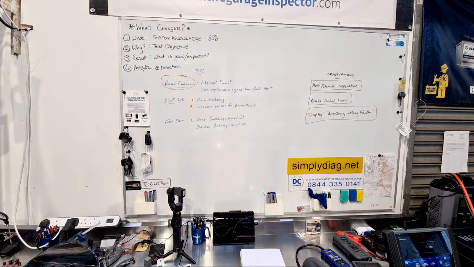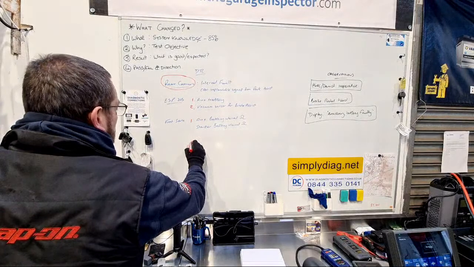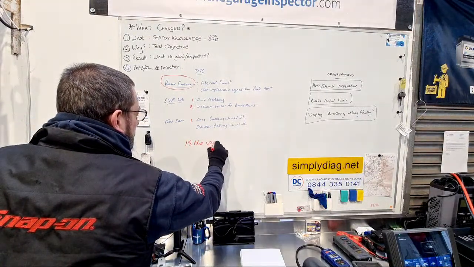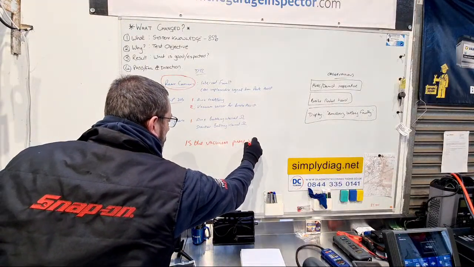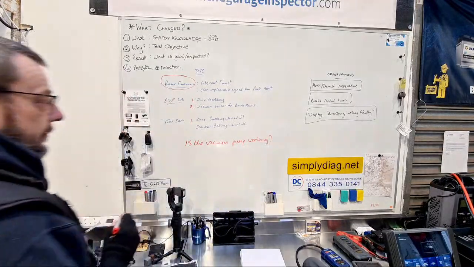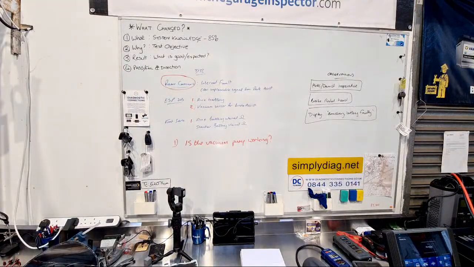And that. So like I say, the customer concern is auxiliary battery warning and the brake pedal's hard. So what do we first want to look at? We want to see, number one, is the vacuum pump working? Yeah, that's question number one. Is the vacuum pump working? Right?